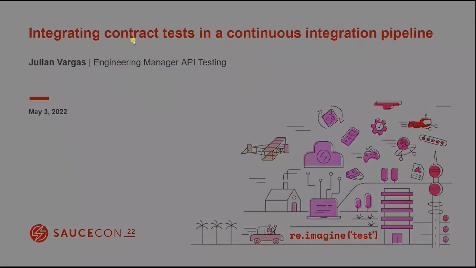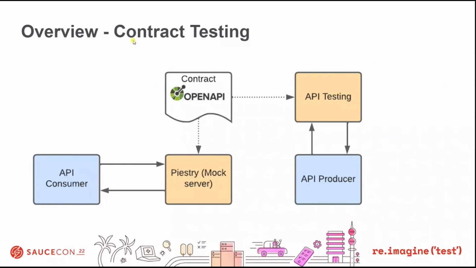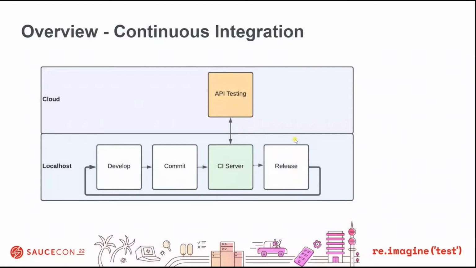First of all, an overview of what contract testing is. It's the process of validating that an API consumer and an API producer both exercise the requirements specified in an OpenAPI contract. For the API consumer, we will use Pastry as our mock server running locally. For the producer, we will feed the contract into API Testing to validate that the producer is also exercising the contract.